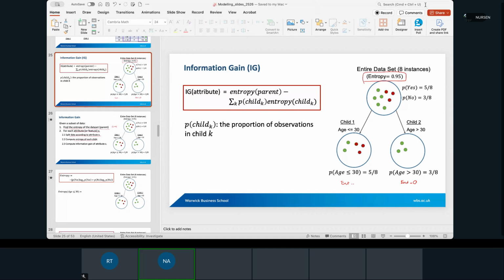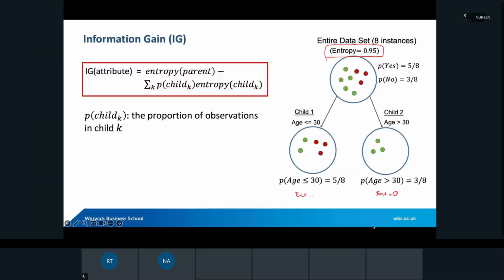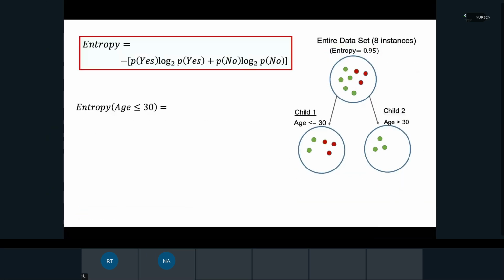Any other questions? Okay, currently I can't see any, but I think after we continue with the calculation, you will have a better understanding and more questions coming up. Okay, so let's start with age less than or equal to 30.